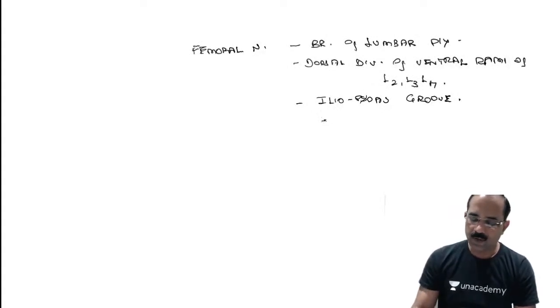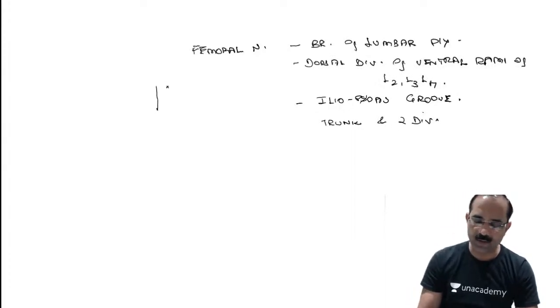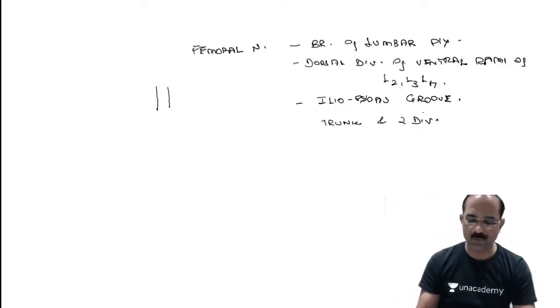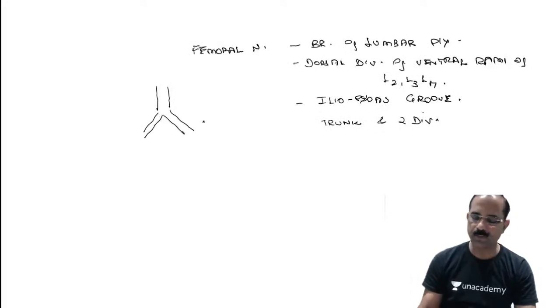Now, the femoral nerve has a trunk. It has a main trunk and two divisions. So I make it like this for you. Just remember this flow chart. The entire concept is going to be clear. That's the trunk of the femoral nerve. That's the anterior and the posterior division.